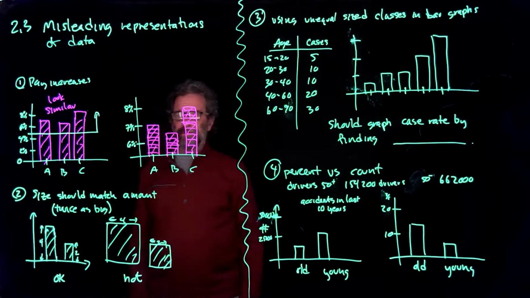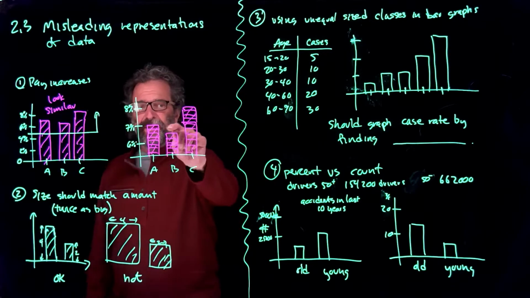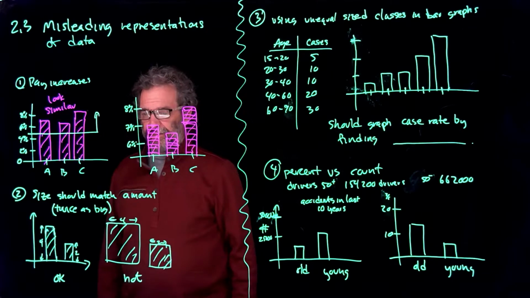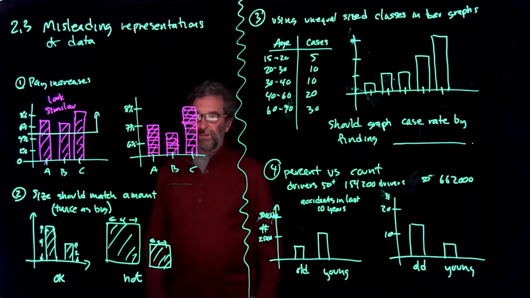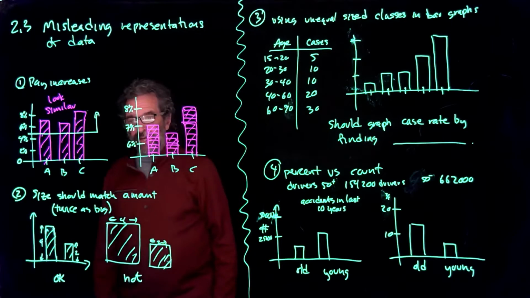Sometimes I'll draw those graphs just because the bars are so similar, you want to concentrate on the differences. You have to be careful when you look at graphs. So the moral of the story is size should match amount. Here's another example of size not matching amount.